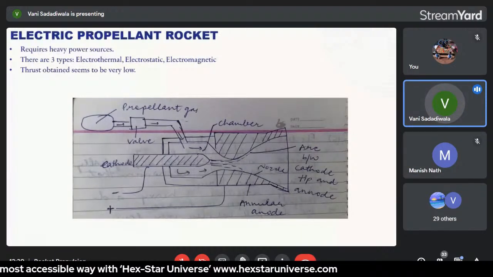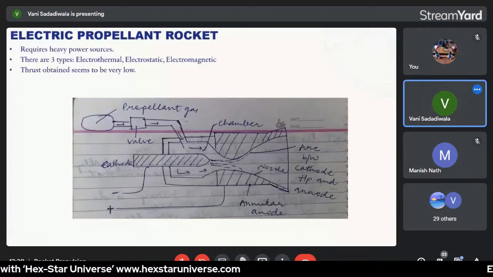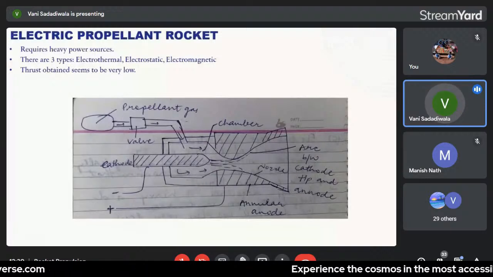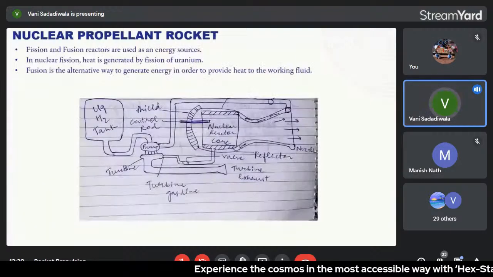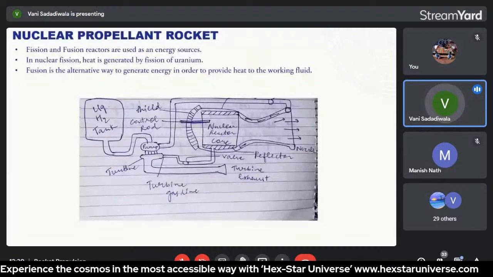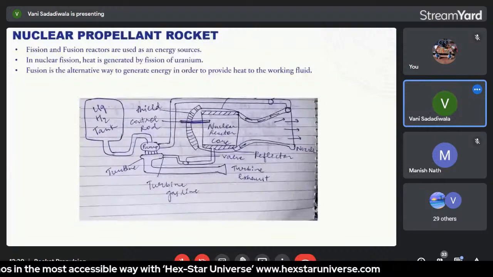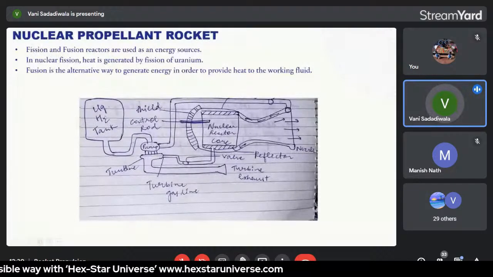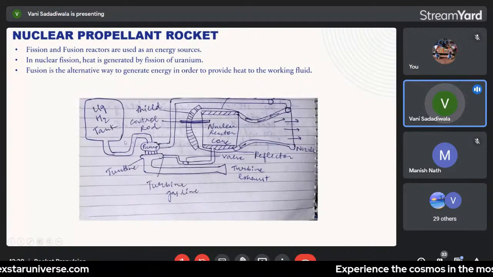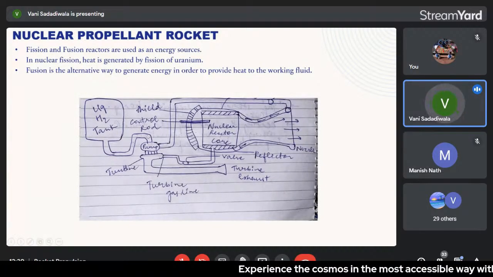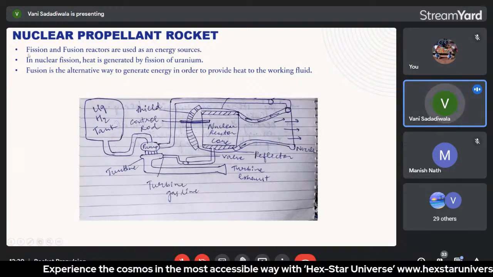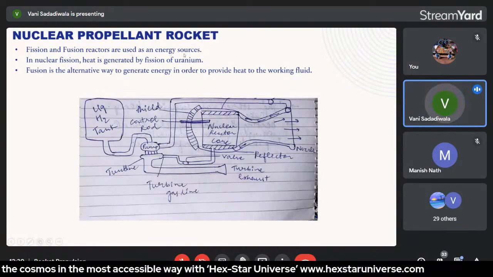And the last is the nuclear propellant rocket. So, as you have heard about fission and fusion reactors, these are used as energy sources. These are the two types of nuclear energy source that have been considered for delivering heat to the working fluid. In this case, the working fluid is liquid H2, which is shown in the figure, which can be expanded in the nozzle and thus accelerated to high ejection velocities. So, this is the type of fission and fusion reactors which are used as energy sources.